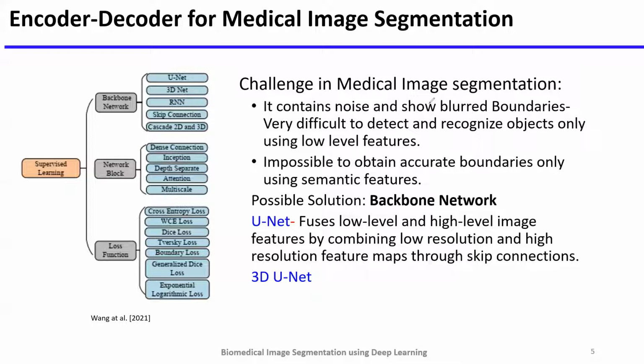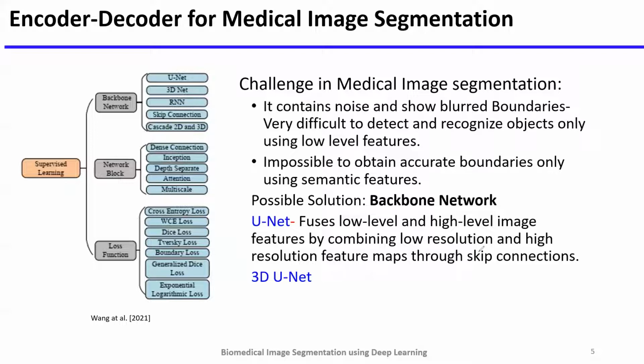So further, this encoder decoder model, especially for medical images, has been redesigned in the form of U-Net models, which is a special case of encoder decoder. Especially this U-Net combines low-level and high-level image features by combining low resolution and high resolution feature maps through skip connections.